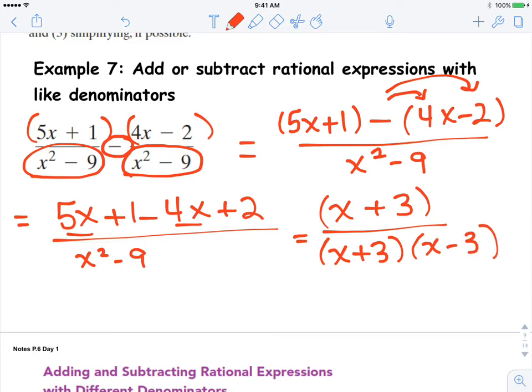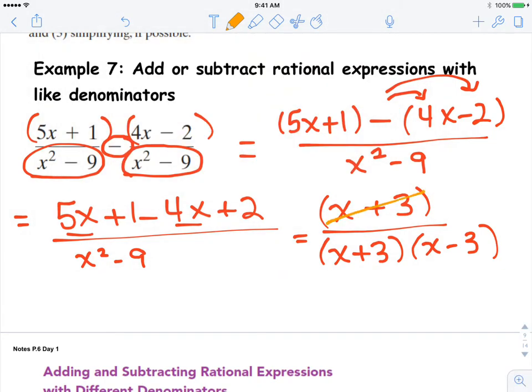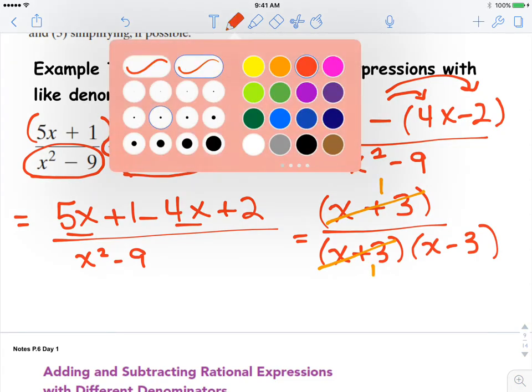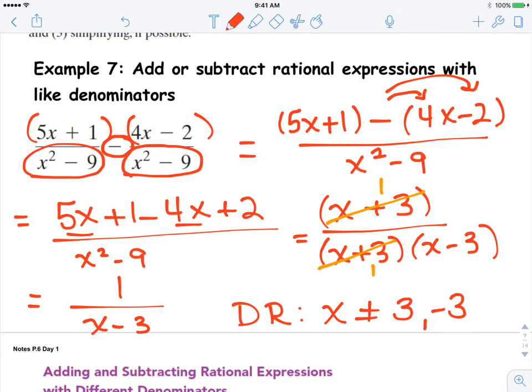All right, now I need to simplify it. So I'm looking for common factors. There's a common factor of x plus 3 and x plus 3. So that's a 1 and a 1. So our final answer is 1 over x minus 3. The domain restriction is x cannot be 3 or negative 3.